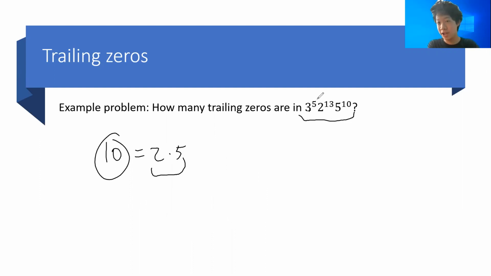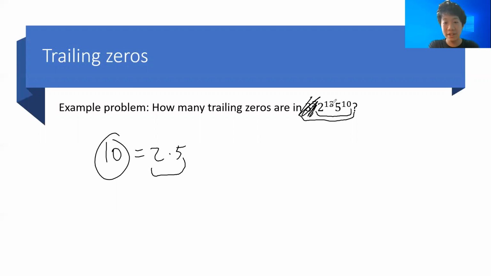3 doesn't do anything to help us find trailing zeros. So we can basically throw that away because it doesn't really matter for us. All we need to find are the trailing zeros. And to find 10s, we only care about 2's and 5's, right? So how many 10s can we find in here?